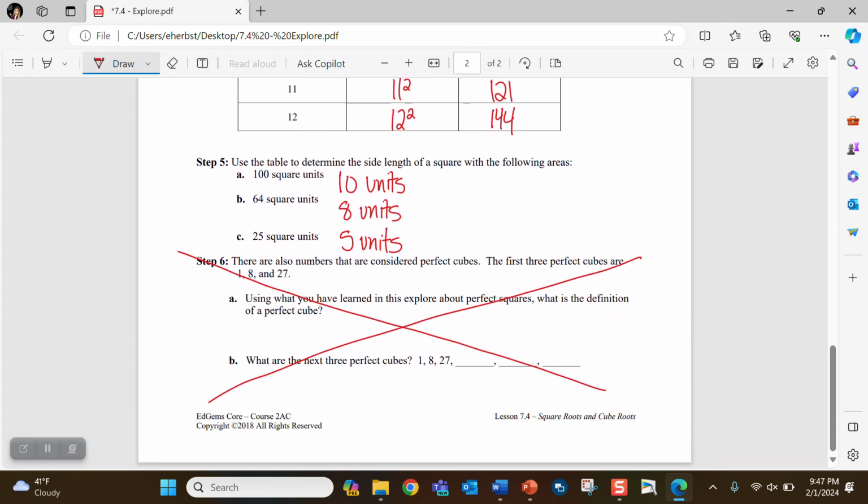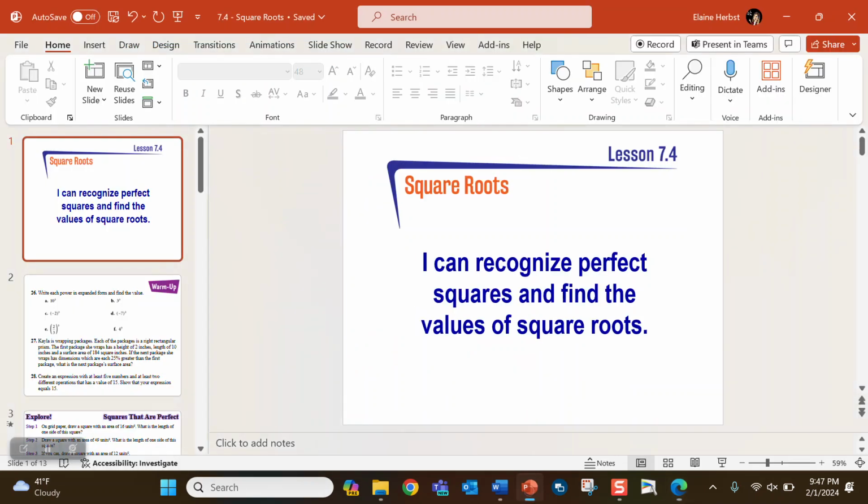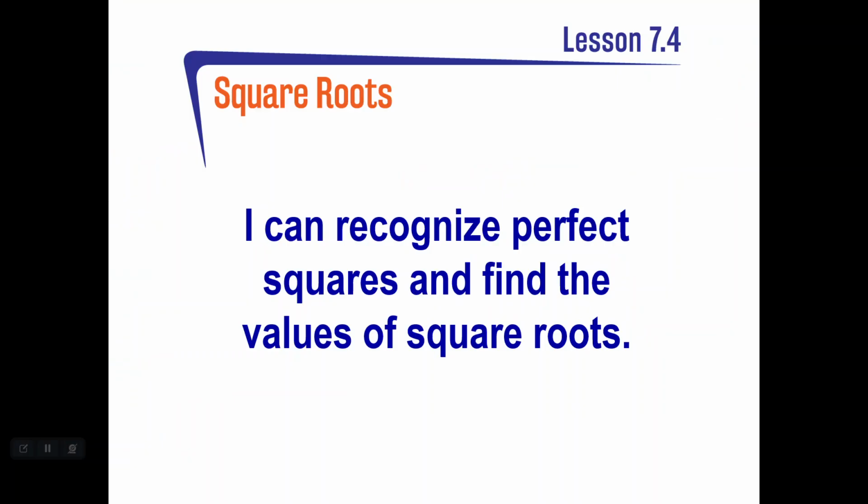We are skipping step 6. We don't work with cubes or perfect cubes in 7th grade. So let's head over to the PowerPoint. You should have a note sheet. If you can pause the video for a moment so that you can write your goal at the top of the note sheet, and then we'll move on.